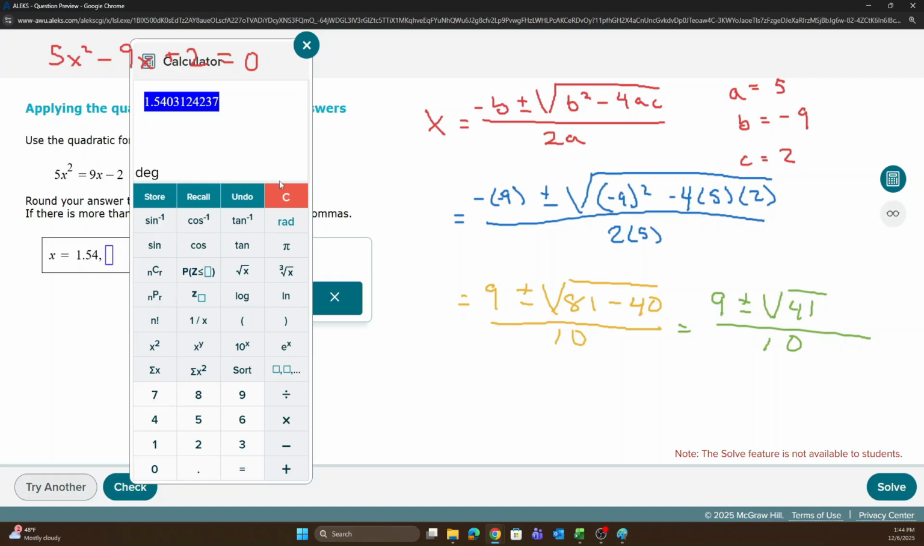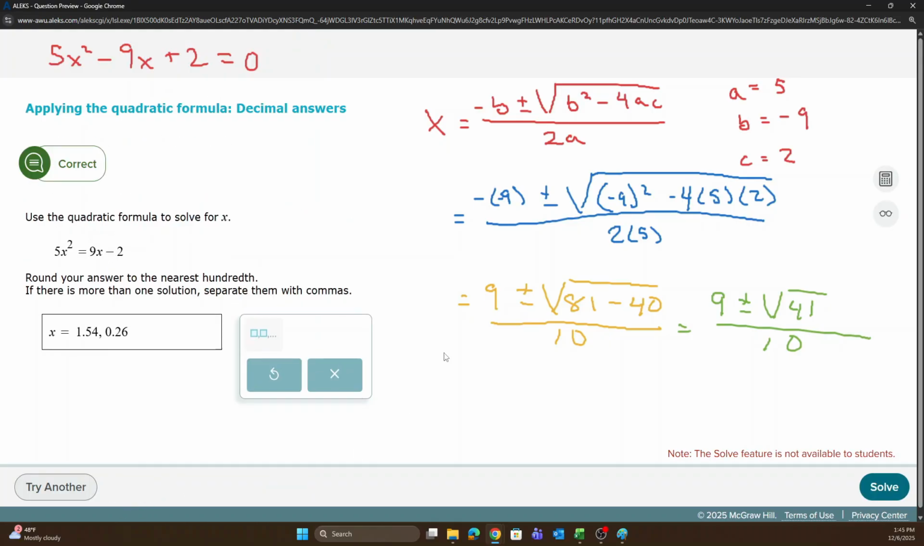And then we're going to do it again. So let's go ahead and do it with the other side. Start off with our fraction. 9 minus square root of 41 all over 10 is 0.259. Because we're rounding to the nearest hundredth, we're going to look at this 9. It shows us to go up, so it's 0.26. Hit check. Let's do one more of these, and then we'll move on to our last problem.